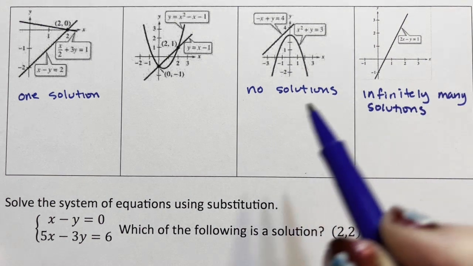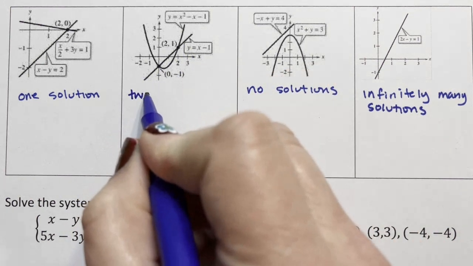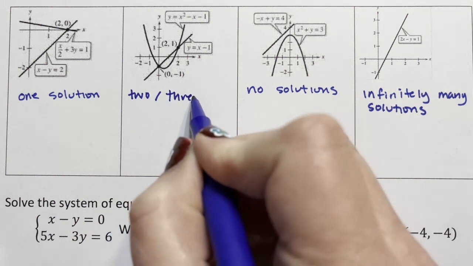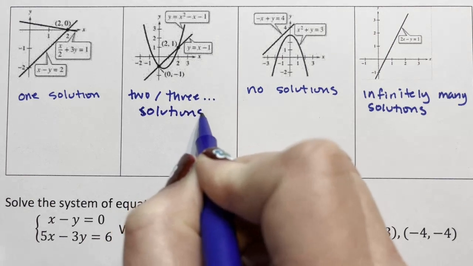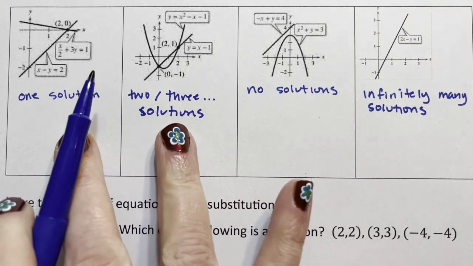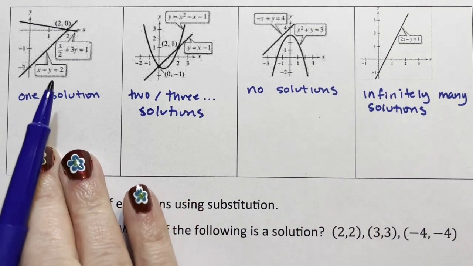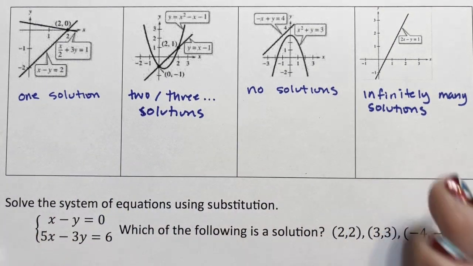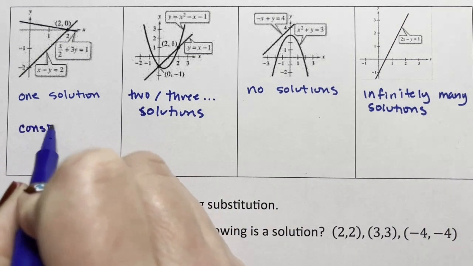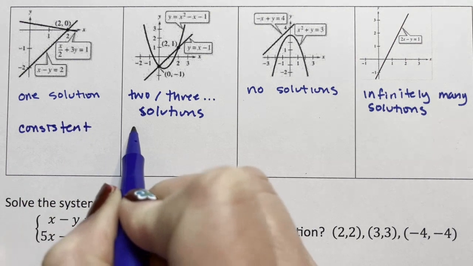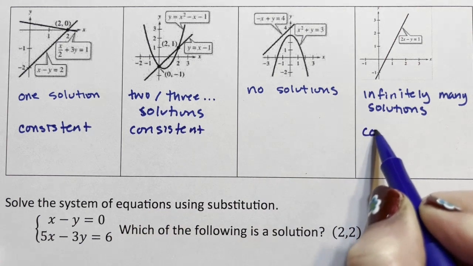All right, so this one is two solutions. We can see that. And I'm just going to say two, sometimes you have three solutions. So these are finite, this is infinite, this one is no solution. When you have one solution, 2, 3, 4, 5, up to infinitely many solutions, this is considered consistent. For all of these, consistent, consistent, consistent.